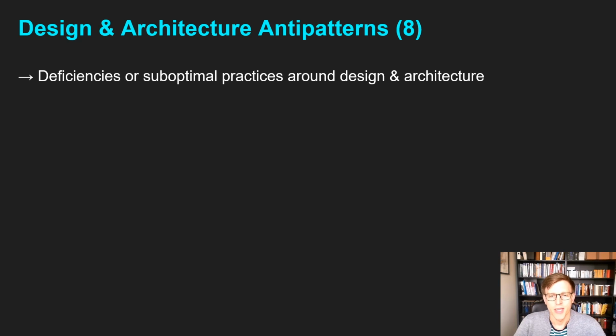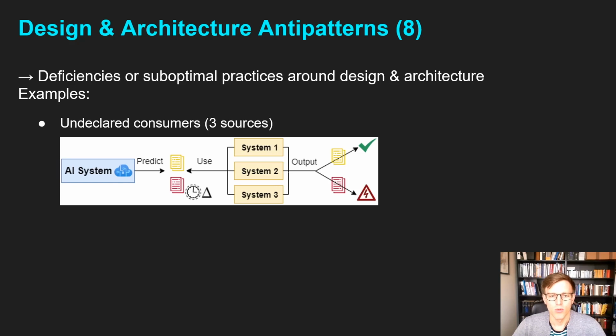With 8 identified antipatterns, design and architecture was a smaller category. However, most of these antipatterns were mentioned several times in the literature. An example here would be undeclared consumers. If the prediction output of our AI system is used by other systems or components without our knowledge, then this creates a hidden dependency. If now our output changes over time, without us knowing which other systems or components will consume it, then this can have a significant effect on these other systems.